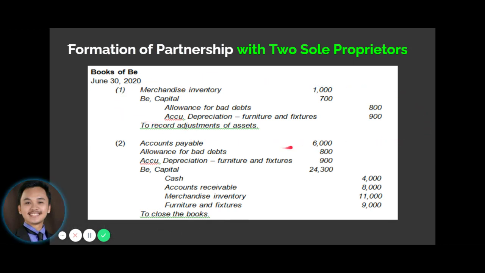And then, kaganina, wala man nato gi-close ang kay Be, kay gi-continue man nato ang kay Be. So, this time, ato nang i-close kay Be. Same lang gihapon ang rule pag closing entry.